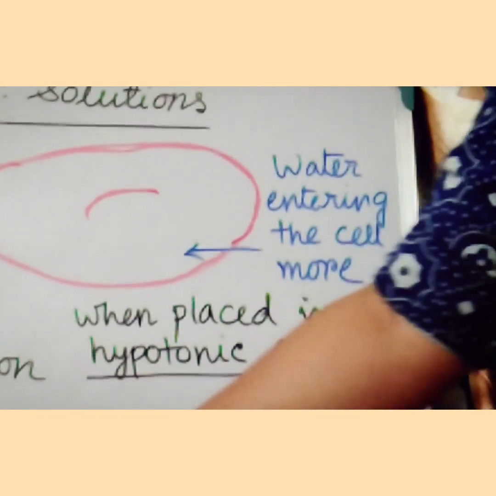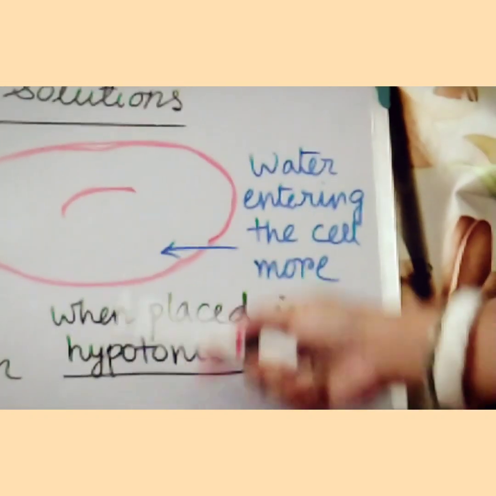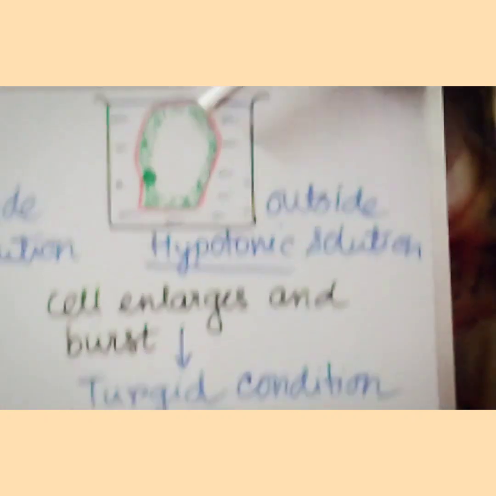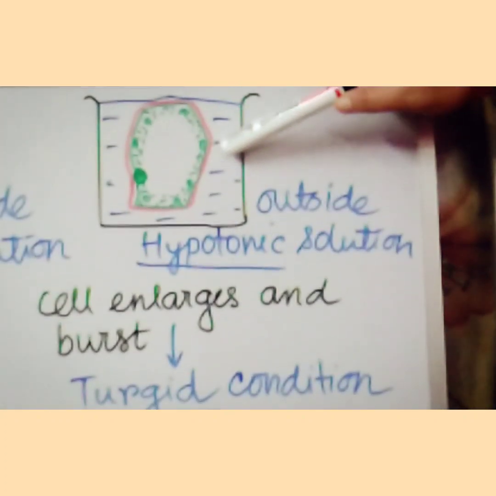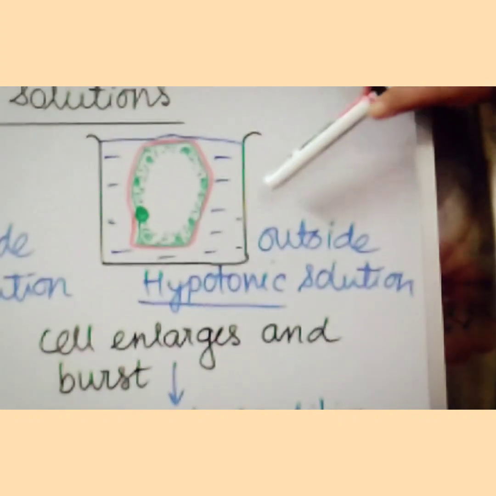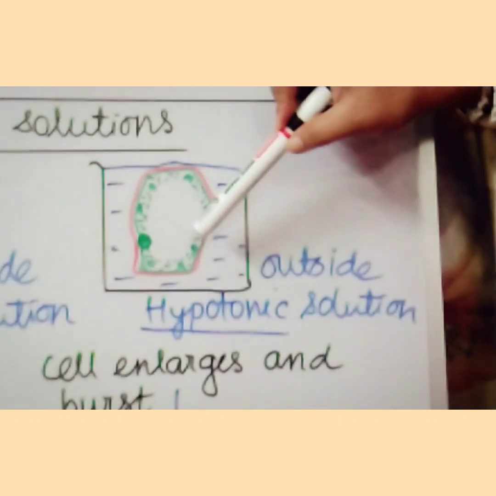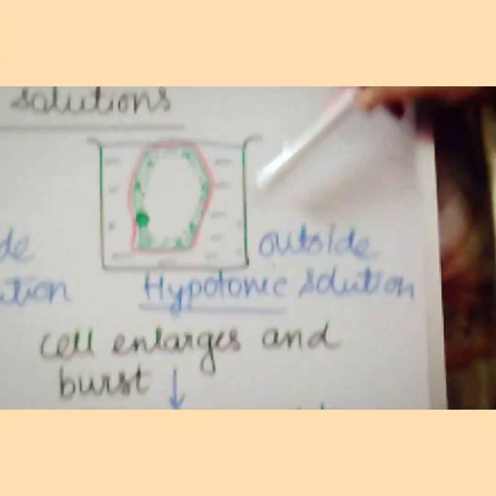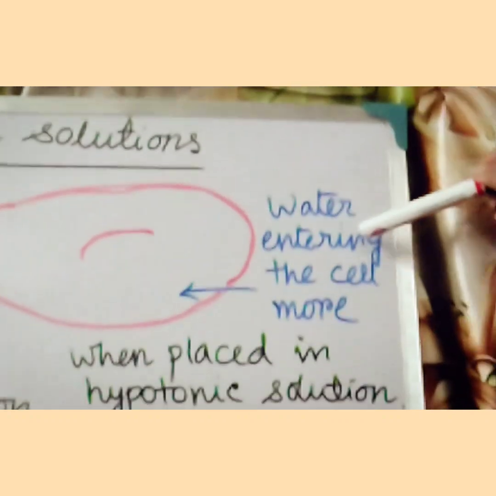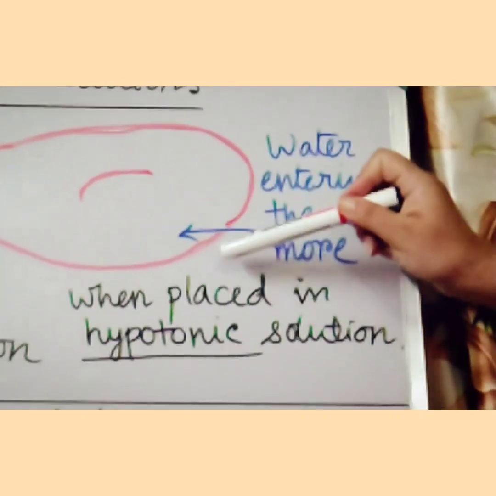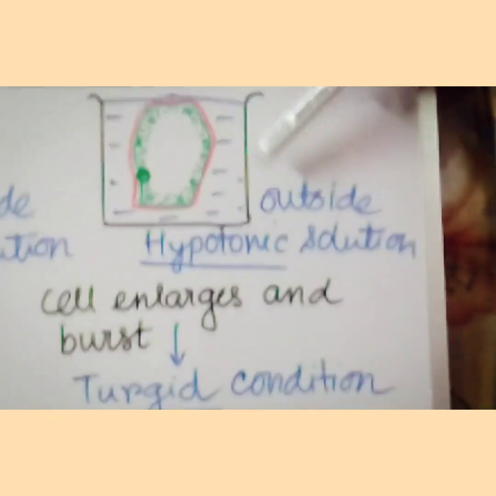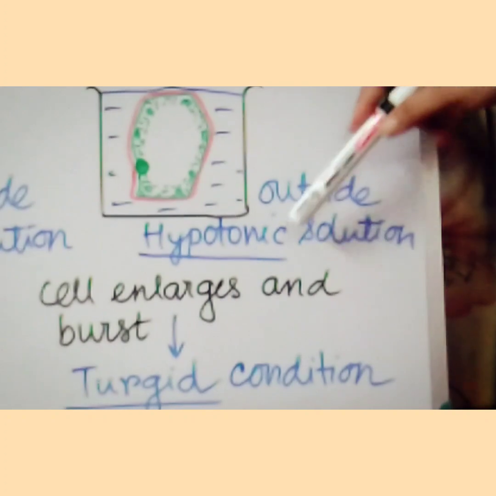Okay, the cell shrinks. Next, if you put an animal cell, this is RBC, and here is the plant cell, if you put these two types of cell into hypotonic solution, hypotonic means outside the cell the solute concentration is less, then it is hypo. So water will enter. So the water entering the cell is more if you place the cell into hypotonic solution, because the solute concentration is less in the hypotonic solution.